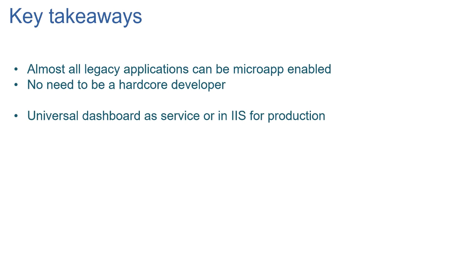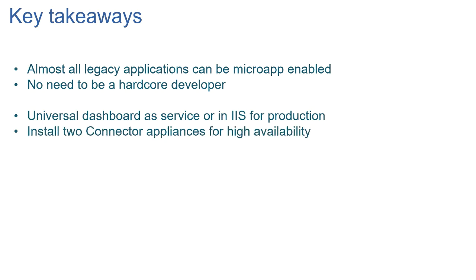Speaking of Universal Dashboard, to make Universal Dashboard more resilient and production ready, you can run it as a service or even integrate it with IIS. You can find detailed information on how to do this in the documentation for Universal Dashboard. Implementing 2 appliances is of course also recommended moving towards production. Requests are automatically distributed between them.